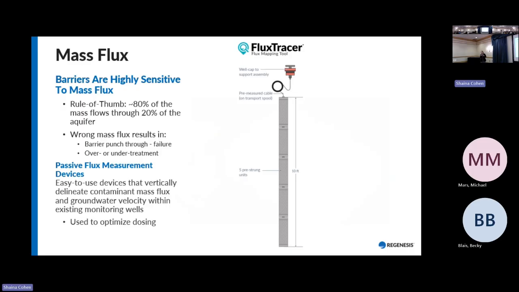One of the ways that we really like to see this data collected is with passive flux measurement tools. We at REGENESIS have one called Flux Tracer. There are also passive flux meters that do effectively the same thing, where you put this device into an existing monitoring well, let it sit there for some period of time, and yank it out, usually a couple of weeks later. Send it off to the lab, and we can get discrete data at different vertical zones across that well screen of both the Darcy velocity and the contaminant mass flux directly. So these can be extremely helpful tools that are relatively inexpensive and easy to use for further data collection.